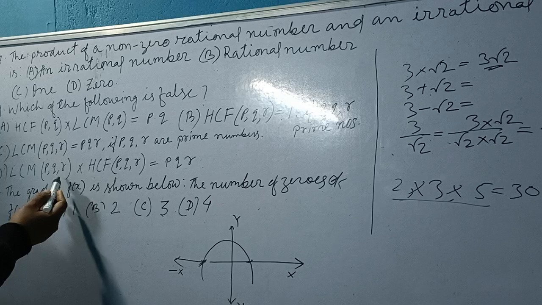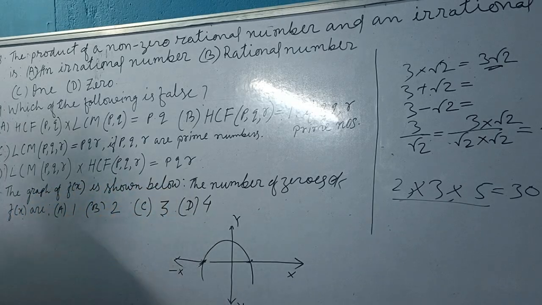See, LCM of PQR into HCF of PQR is equal to PQR. So this is not possible, because we know for two integers only this is possible: HCF into LCM is equal to the product of two integers. Clear? That means option D is the correct one. This is a false statement. It is an incorrect statement.